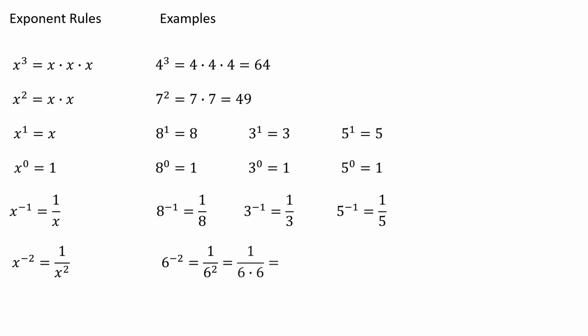And of course, 6 times 6 is 36. So the answer is actually 1 over 36. Right? It's like I took the number 1 and I divided by 6 twice. 1 divided by 6 is 1/6. 1/6 divided by 6 is 1 over 36.